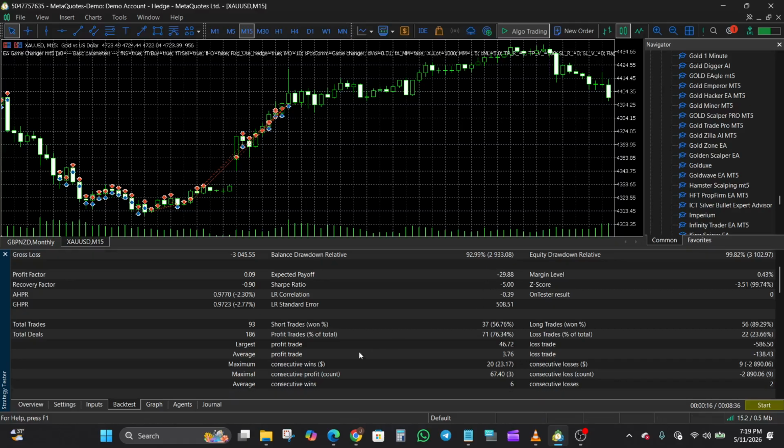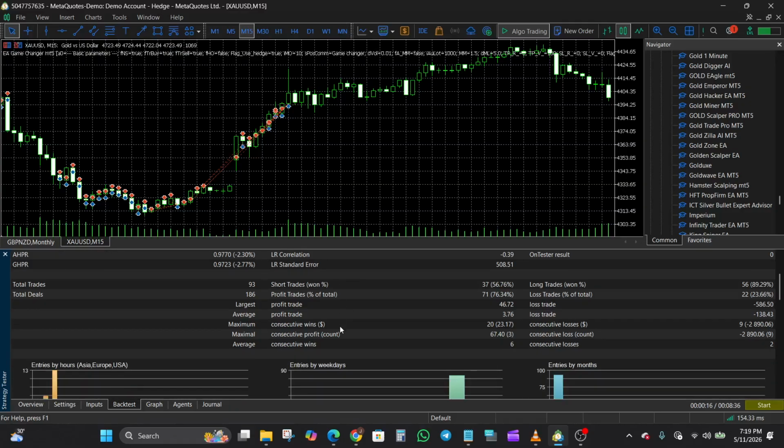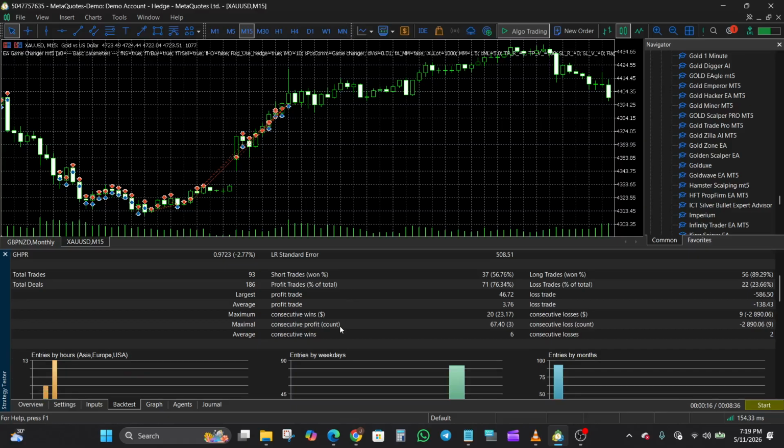And then we can also see that the largest profit trade was $46.72, while the largest losing trade was 586.5. So this tells me that the risk to reward ratio is very poor, very, very bad. We can see that the average profit is $3.76 and the average loss is 138.43. So one thing I observed here is that, despite the fact that the EA is a scalping EA, it has a poor risk to reward ratio, right?